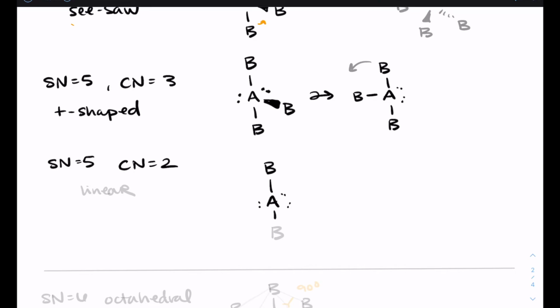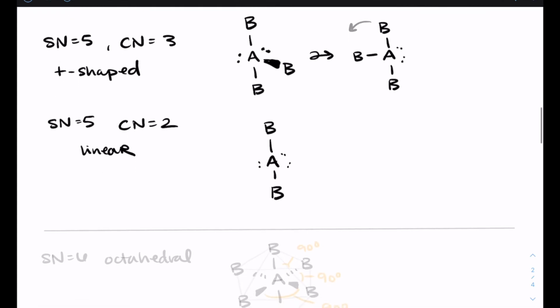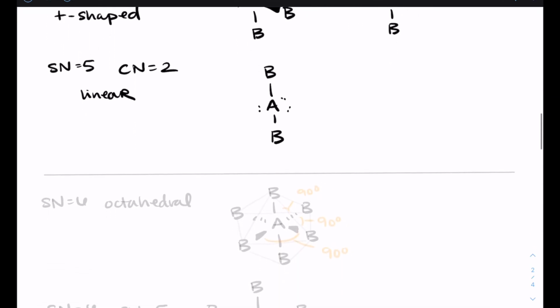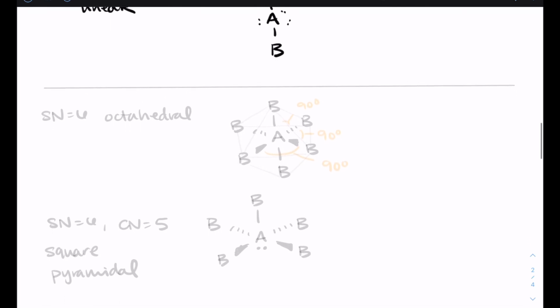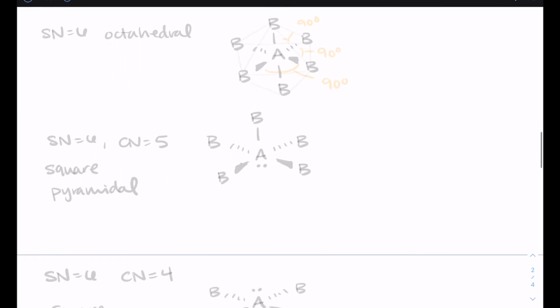Steric number 5, coordination number 2 is linear, which seems weird to go back to linear, but 3 lone pairs, slap them in the equatorial positions, and the only thing you're left with are the axial B's. So I have what would be a linear molecule if I'm only counting the atoms.